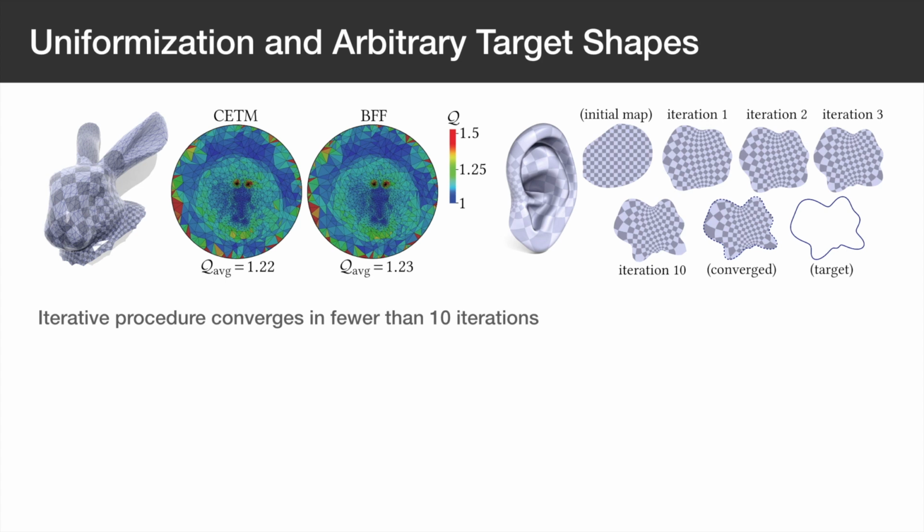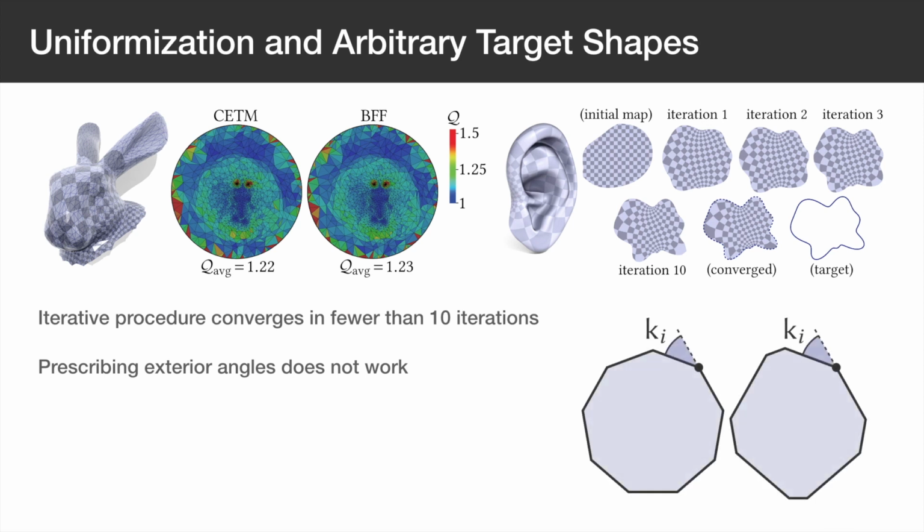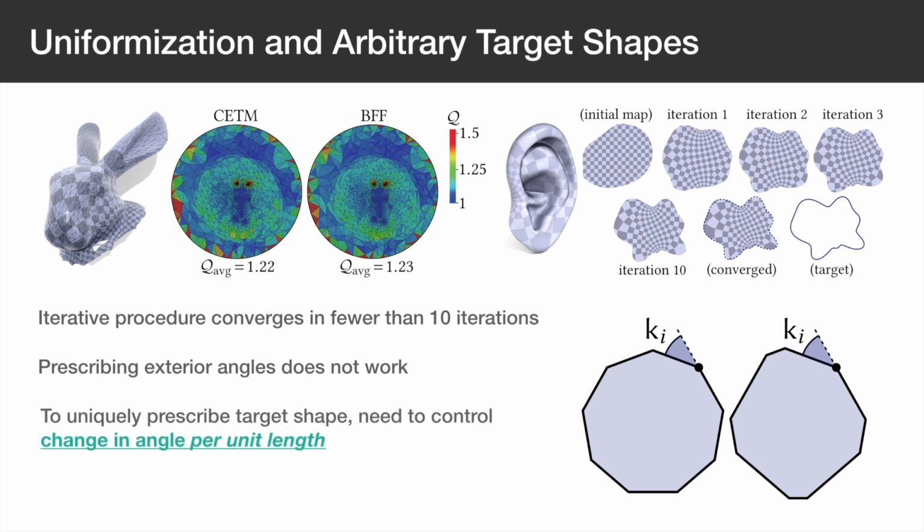Finally, we provide an iterative procedure for mapping not just to a circular disk, but to any arbitrary target shape. Now, I won't go into the details here, but I will mention that simply prescribing exterior angles along the boundary doesn't work. This is because there are several polygons associated with a single set of exterior angles. To uniquely prescribe a target shape, what we really need to control is the change in angle per unit length. But this turns out to be difficult to do algorithmically, since final lengths depend on scale factors which we don't know a priori. Therefore, we resort to an iterative procedure.